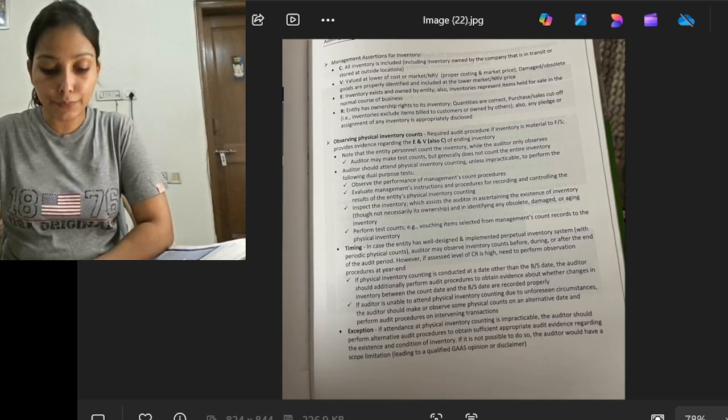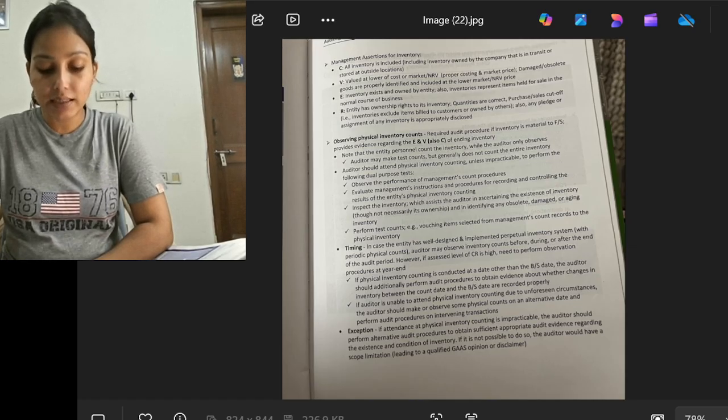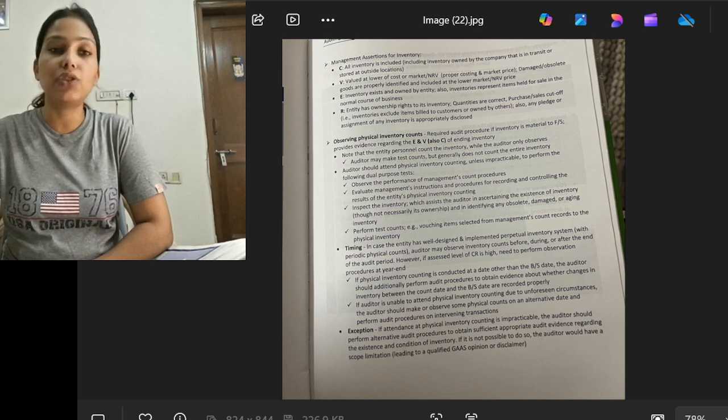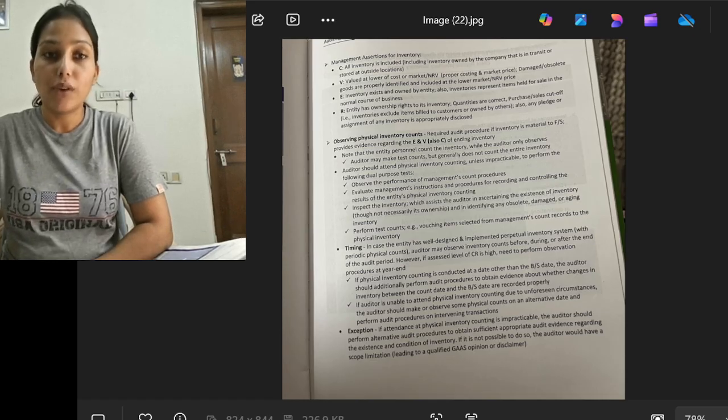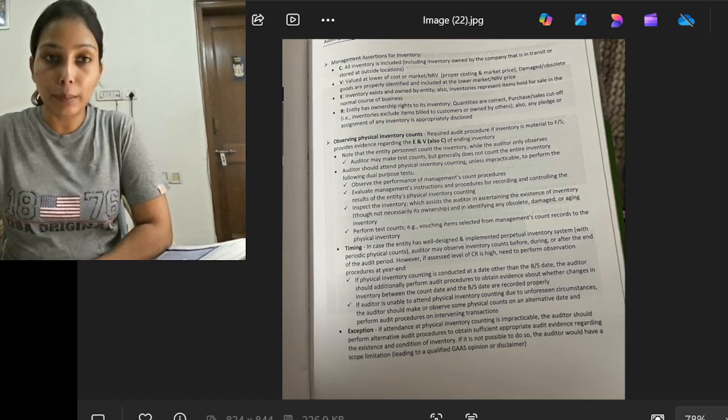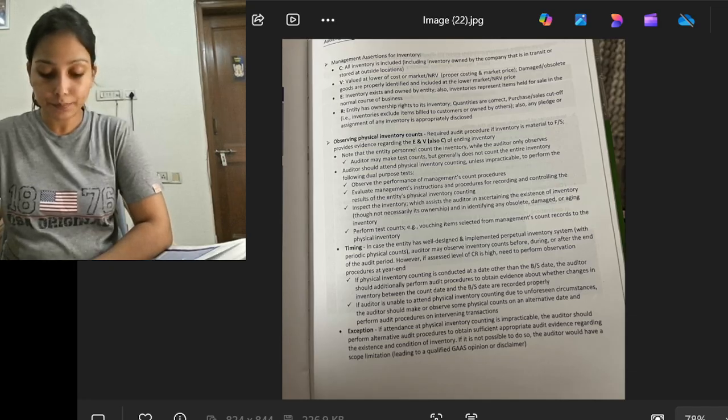Now, as I said, there are 4 major assertions for the inventory. Completeness, that is, whether all inventory is included or not. Valuation, inventory is valued at the lower of cost or NRV. Existence, inventory exists or is owned by the entity or not. And rights, the entity has ownership rights to the inventory or not. So these are the 4 major assertions related to the inventory for the year end date, and this should be the prime focus for the auditors.